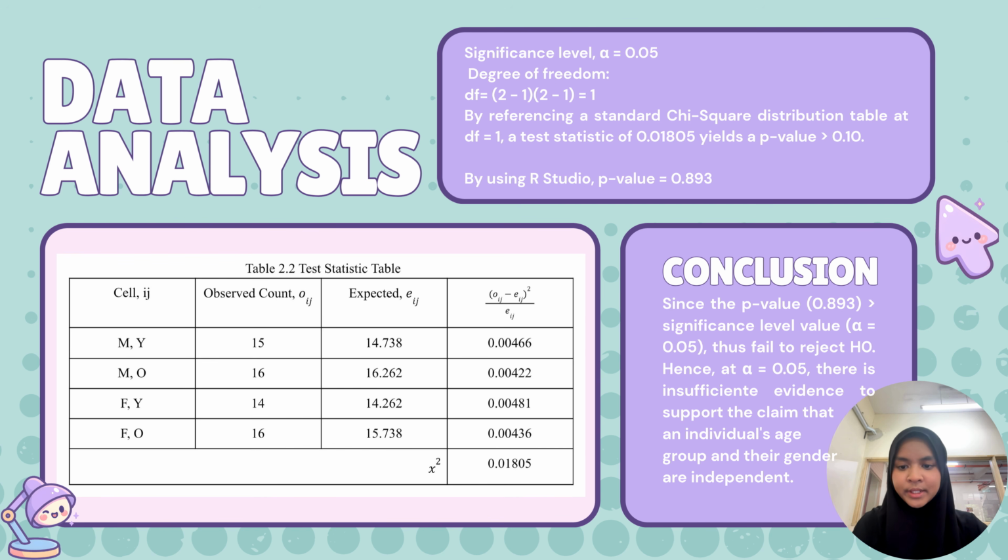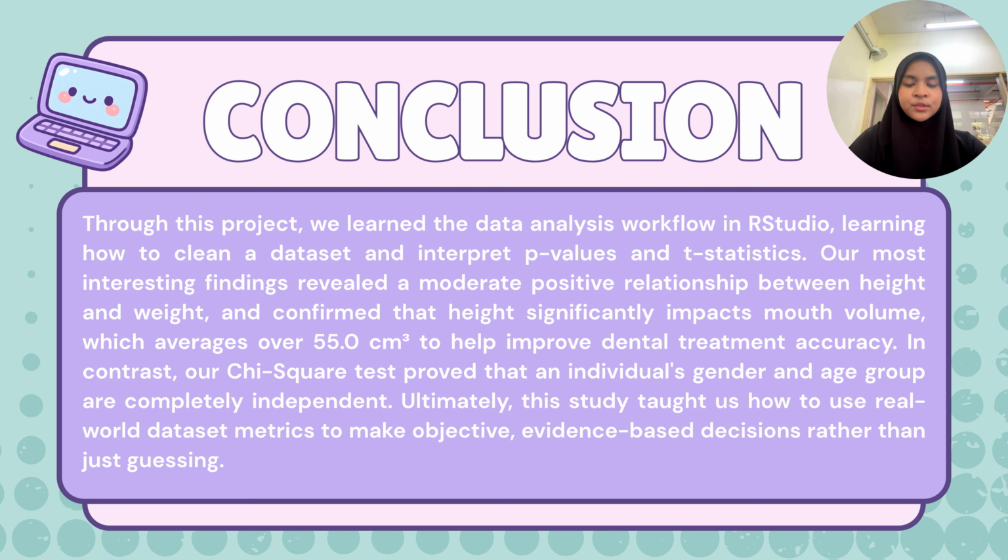In conclusion, through this project, we learned the data analysis workflow in RStudio, learning how to clean a dataset and interpret p-values and t-statistics. Our most interesting findings reveal a moderate positive relationship between height and weight and confirm that height significantly impacts mouth volume, which averaged over 55.0 cm cubed, to help improve dental treatment accuracy. In contrast, our chi-square test showed that an individual's gender and age group are independent. Ultimately, this study taught us how to use real-world dataset metrics to make objective, evidence-based decisions rather than just guessing.